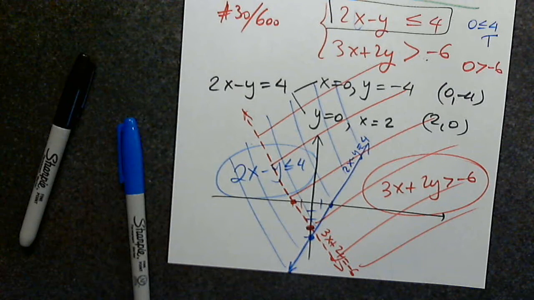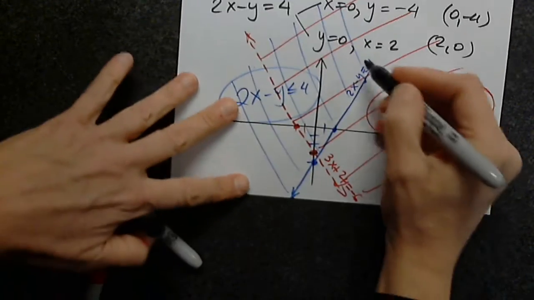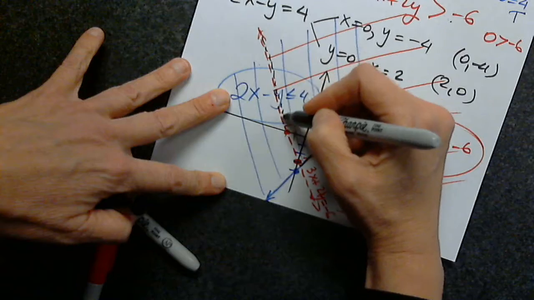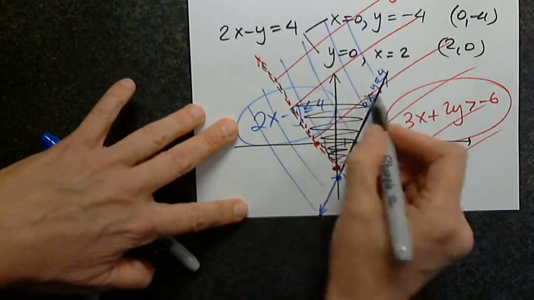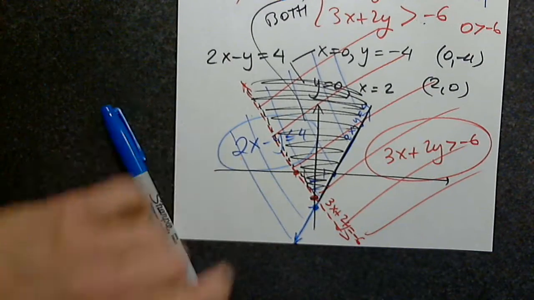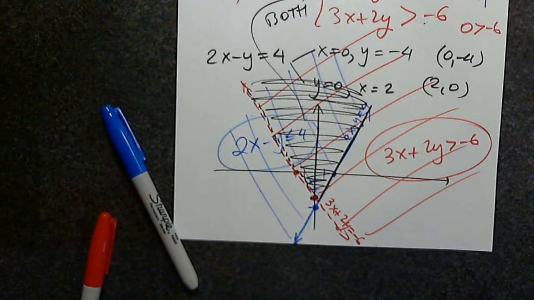Because we want both inequalities to be true at the same time, we have to look for the region that has blue and red at the same time. Is there a region on the plane that has both blue and red? Yes, that's where I have to shade in. Points on this line, yes. Points on this line, no. Very, very close, but not points on that line. So all this area represents both at the same time. And this is the only way of presenting a solution of a system of inequalities, by graphing the solution.